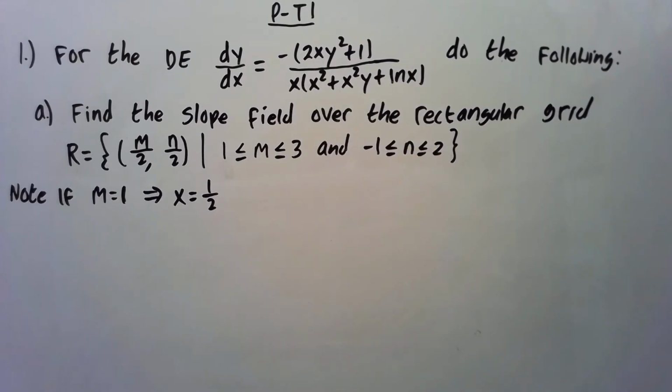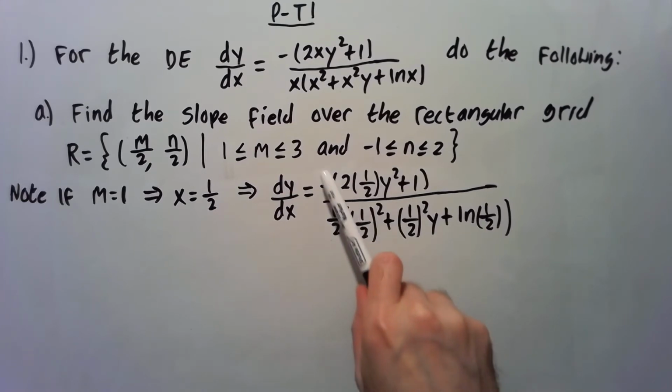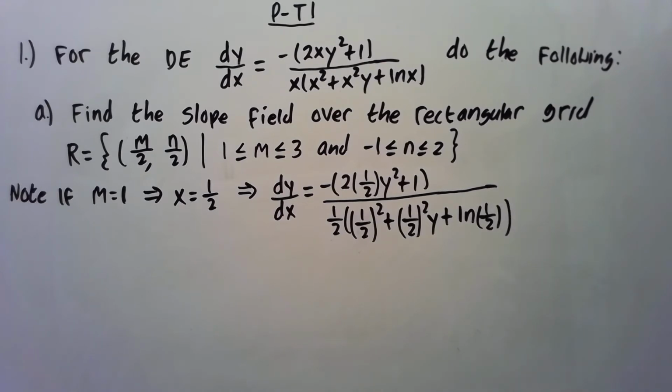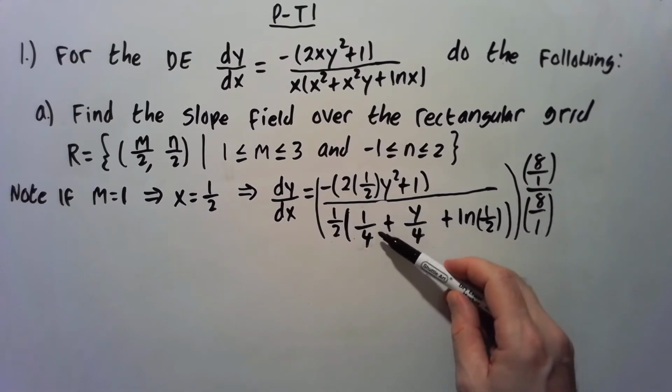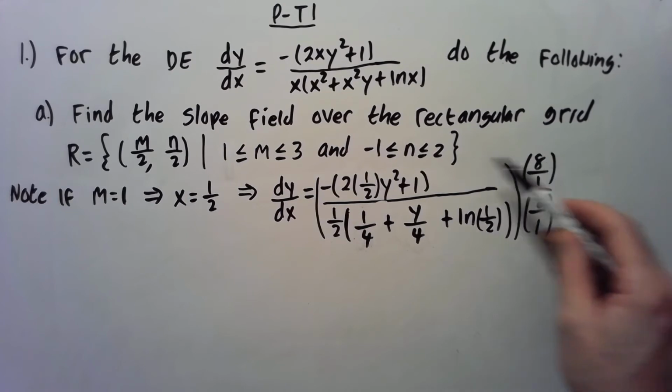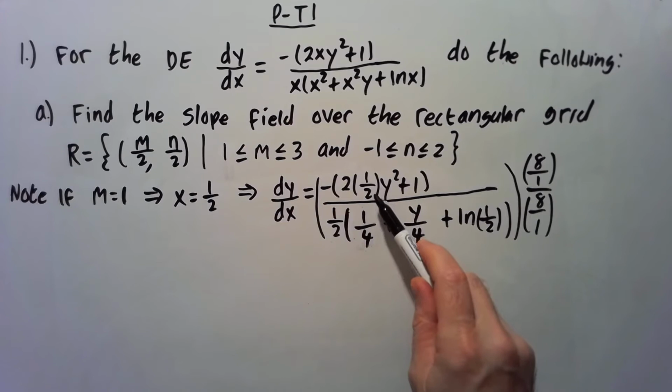So plugging 1/2 in place of x everywhere, we get this. That's going to be a fourth there, and that'll be a 4 times y, and we've got a half in front here. I'm going to multiply top and bottom by 8 to simplify it a bit. I replace the 1/2 squared with a fourth here and here. Multiplying the 8 in, the 2 and 1/2 just becomes y squared there.